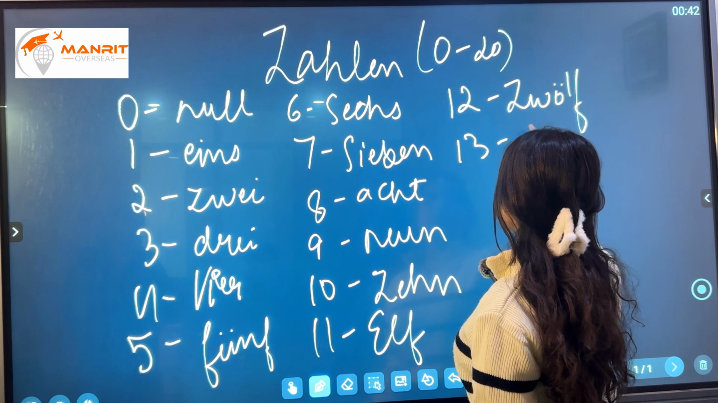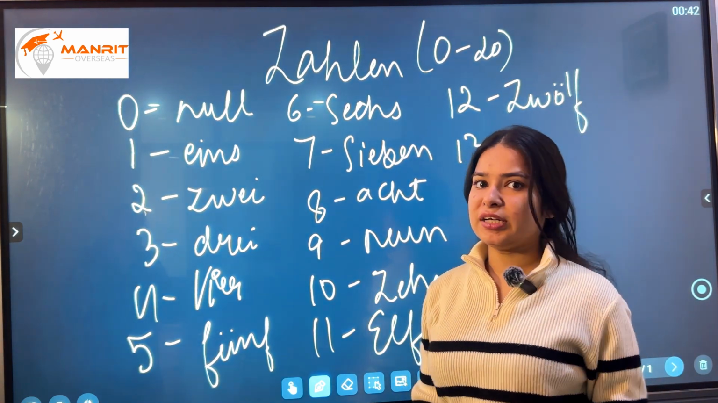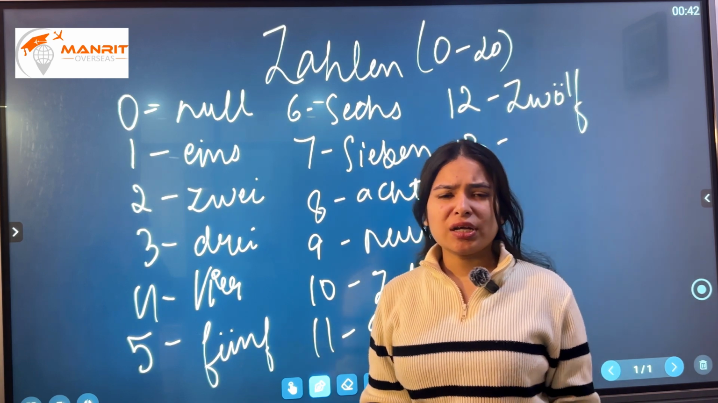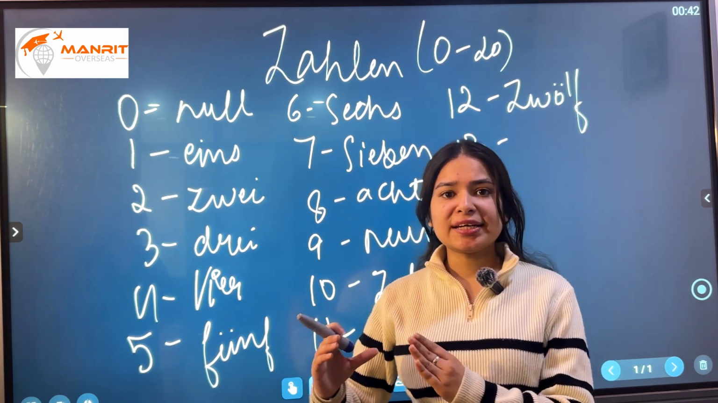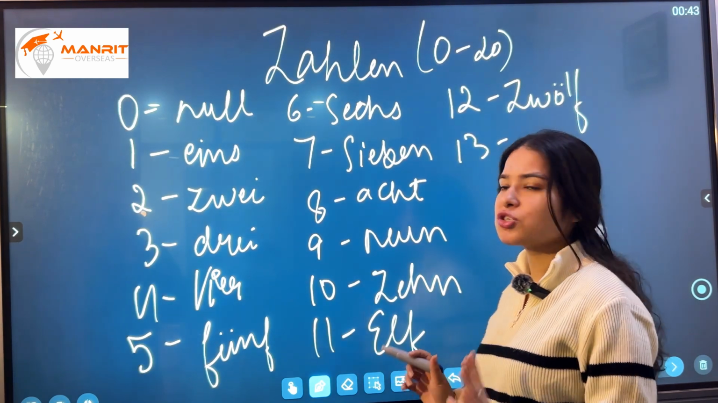and 13 in German. Okay, so there's a trick when you want to learn counting from 13 to 19, like you have in English. So what we do in English, that we add teen at the end and just pick the number from the starting. So same thing we have to do in German.